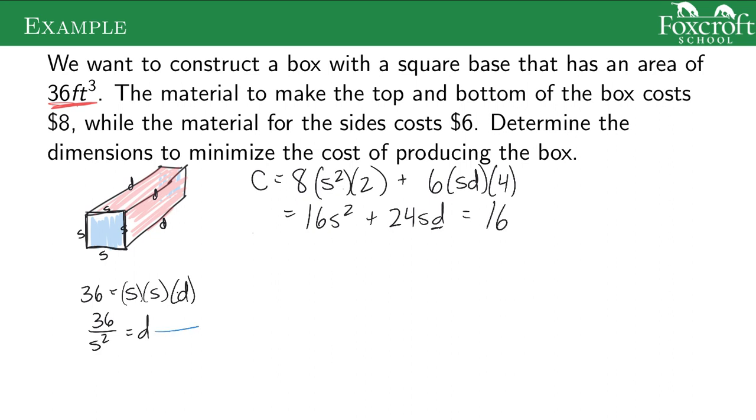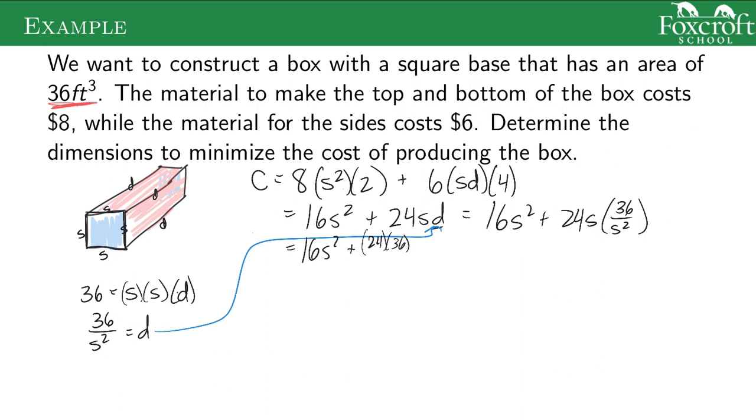And now I can take that and plug it in for that D. S doesn't change, but now D is 36 over S squared. A bit of simplifying already here. 24 times 36 over just a single S, because one of the S on the top and one of those S on the bottom cancels. All right, and that is our cost formula. That's a lot of work to make the cost formula, and now we have to find the minimum.